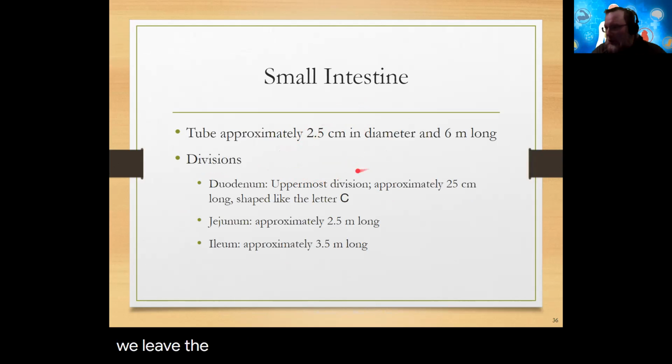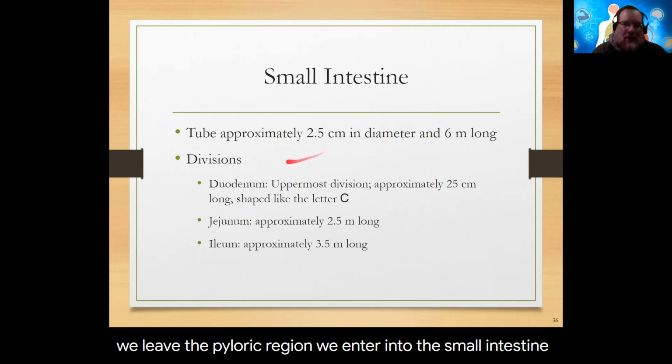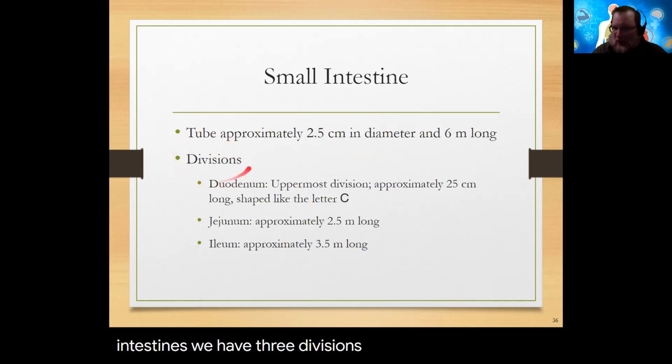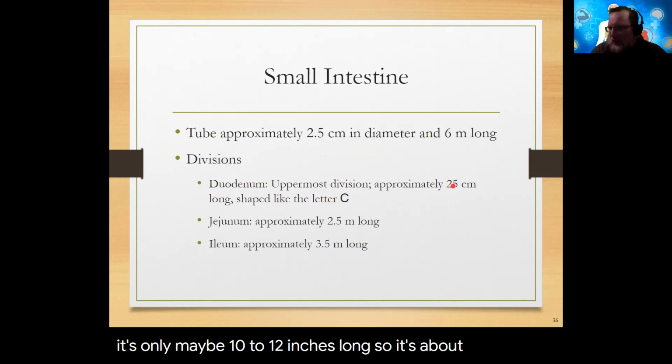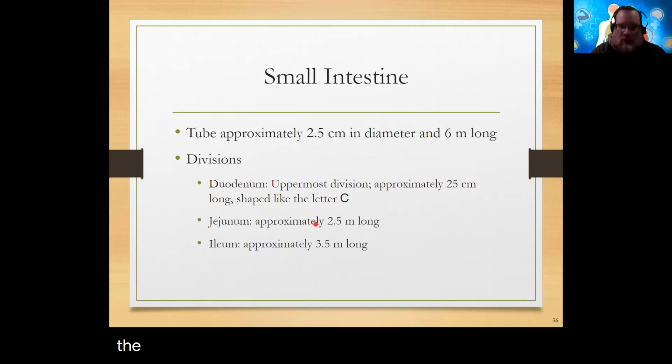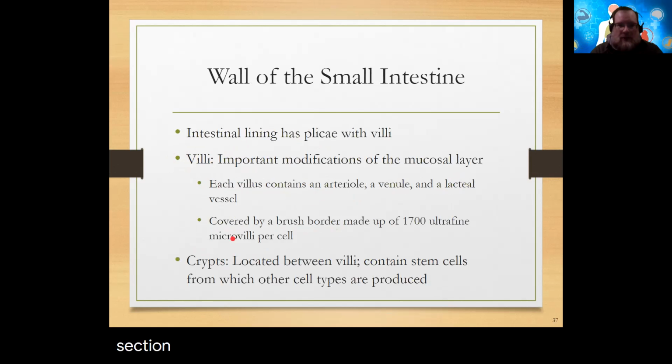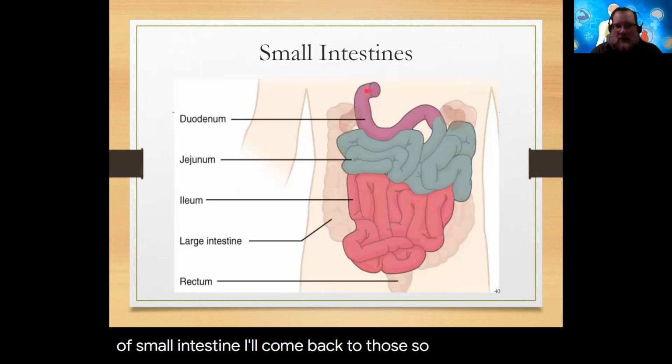So anyway, we leave the pyloric region. We enter into the small intestines. We have three divisions called the duodenum. We just saw that a few minutes ago. That's the shortest division of the small intestine. It's kind of C-shaped. It's only maybe 10 to 12 inches long. So it's about a foot long. The jejunum is the next section of small intestine. And then a little bit longer than the jejunum, the ileum is the third section of small intestine. I'll come back to those. So we've got the duodenum first, then the jejunum, and then the ileum.